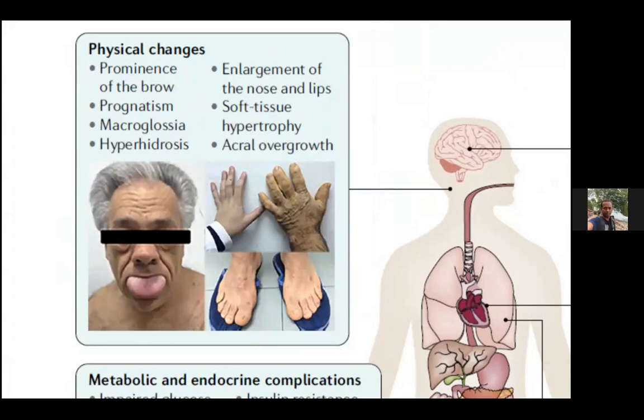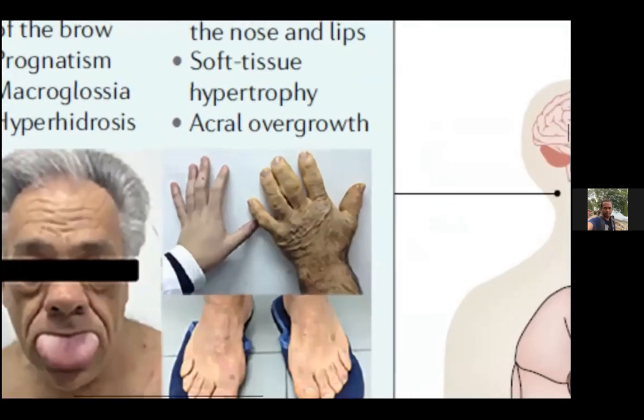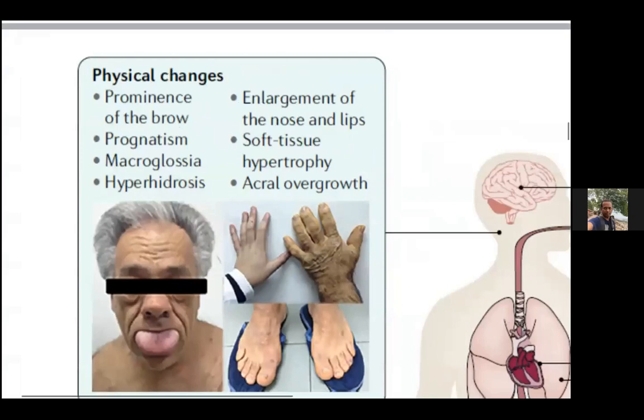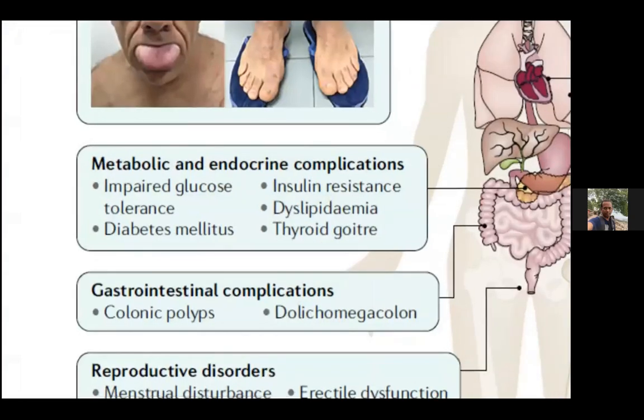This is acromegaly. See, notice the difference between the two hands. This is acromegaly, wherein you have short stubby fingers, but they are thick and coarse. And metabolic and endocrine complications: you have impaired glucose tolerance, and patients develop diabetes mellitus or insulin resistance. Patients develop dyslipidemia and sometimes goiter.